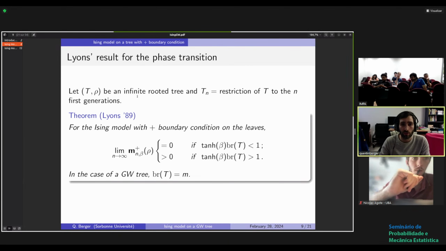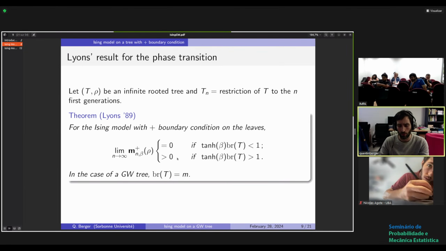You take an infinite tree with some root, and you denote Tn the restriction of the tree to the first n generations. You put plus boundary condition on the leaves of that tree. And the question is, when does the root remain magnetized in the limit? You see that condition appear: it's hyperbolic tangent of beta times what is called the branching number of the tree. If that quantity is strictly smaller than 1, then the root will not be magnetized. And if this quantity is strictly larger than 1, then the root will be magnetized.